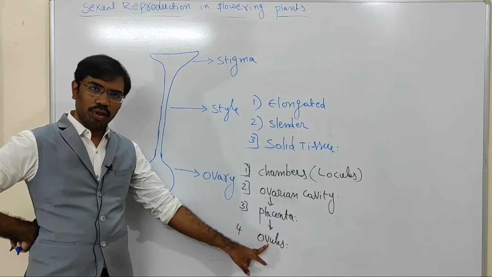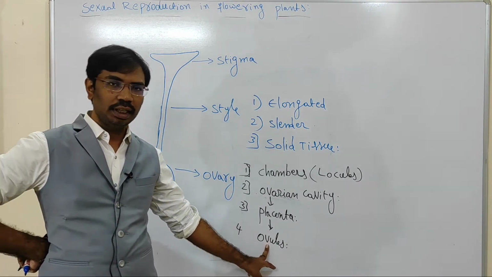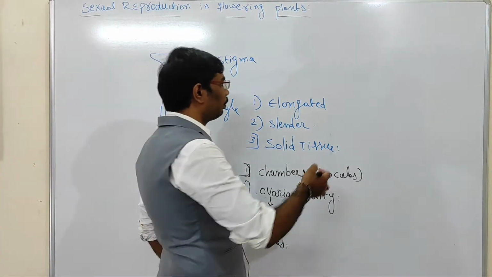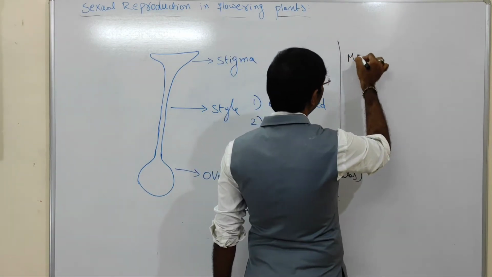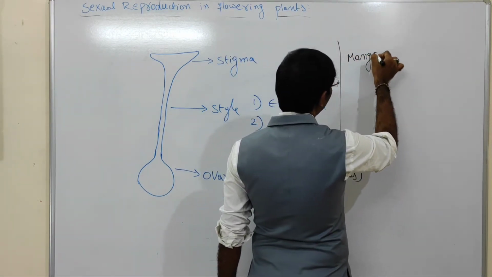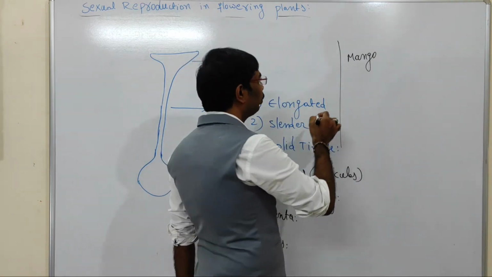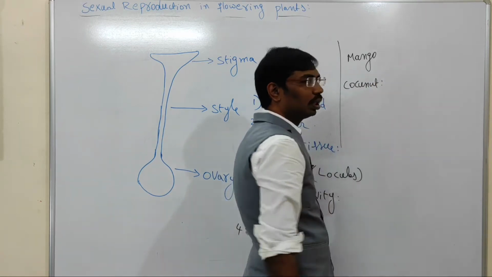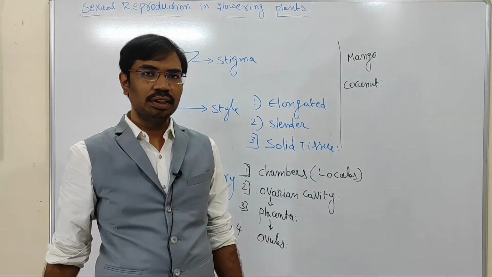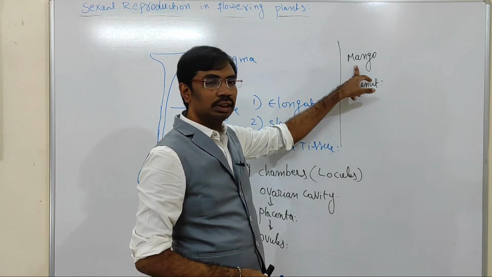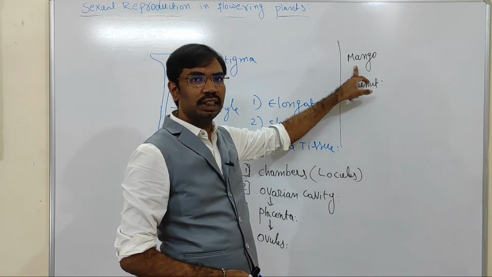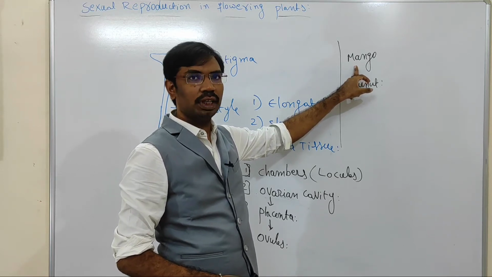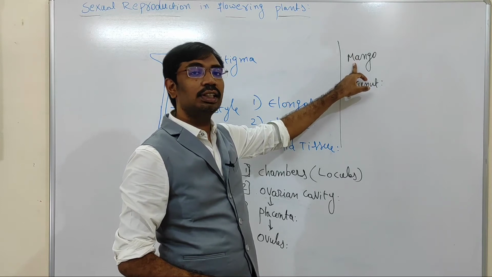The number of ovules is equal to the number of seeds in an ovary. Suppose you take plants like mango: how many seeds are present in a mango? A single seed. If you take coconut, how many seeds are present in the coconut? One seed. It means a single ovule is present in the ovary, and it develops into a single seed in that fruit. So single seeded fruits are examples of single ovule ovaries.